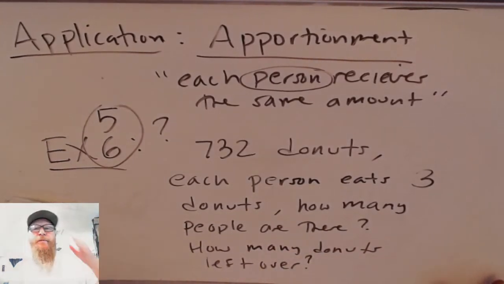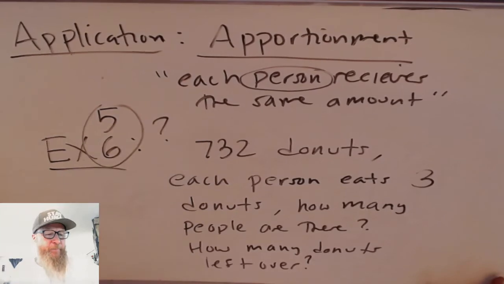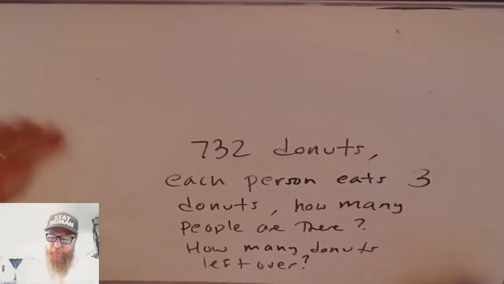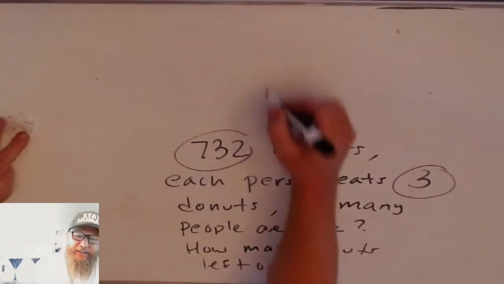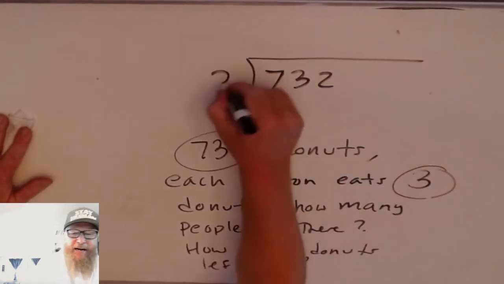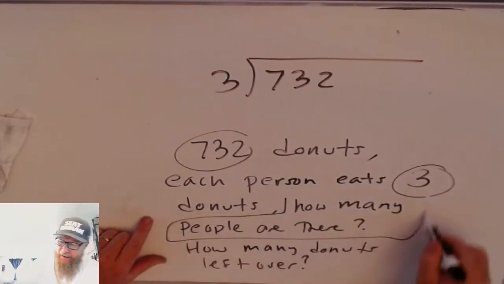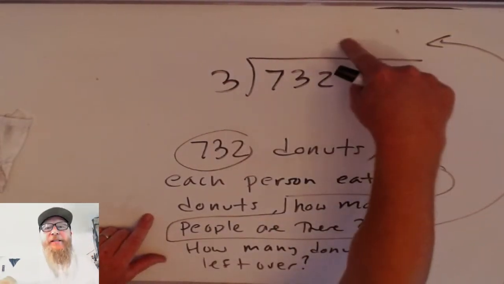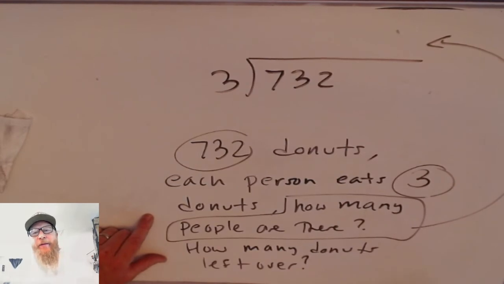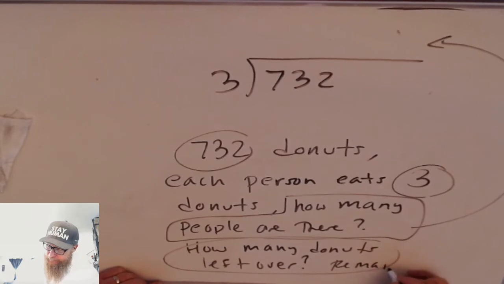Yeah. So the donut problem. We got 732 donuts. That's a lot of donuts, right? Maybe we're having a big donut party. Each person eats 3 donuts. So that's the divisor. My dividend is 732, my divisor is 3. How many people are there? Well, that will be the quotient. That's how many people there are. And then the leftover is the remainder.